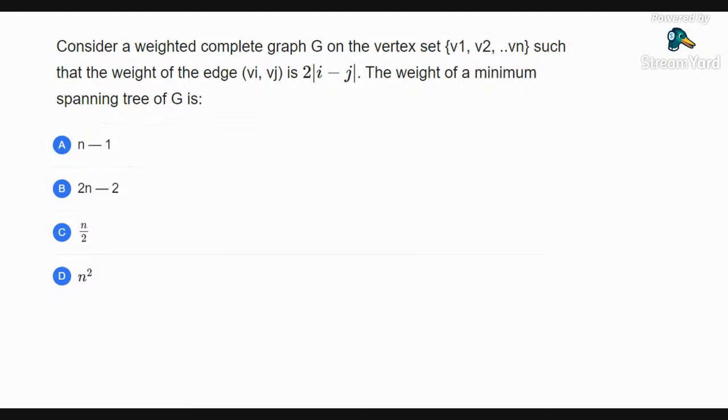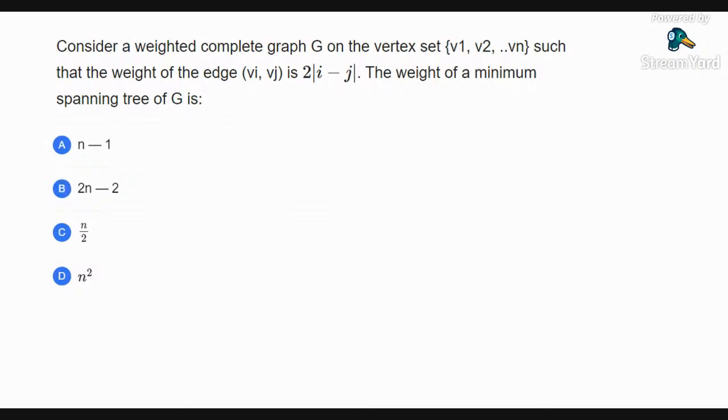But if you consider V3, V4, then i is equal to 3, j is equal to 4. The difference is 1. So what is the cost between V3 and V4? The cost of the edge V3 V4 is 2 only, because this expression is 2 multiplied by 1 in that case.